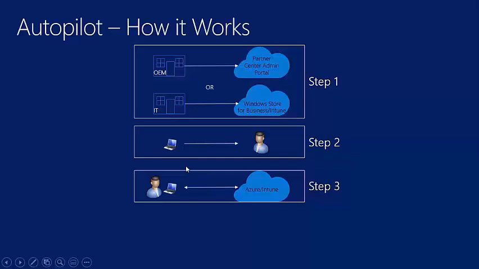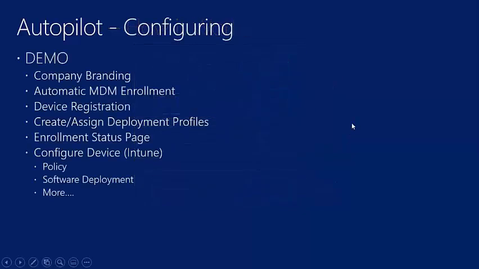And then the device is Azure AD joined, it's MDM enrolled, it's provisioned by the MDM settings that you've configured, and off we go. And that's a very generic overview. I'll show you more detailed processes here in a moment. Okay, so let's get into the fun part of this and start demonstrating how do we set this stuff up. How do we go through and configure company branding and automatic MDM enrollment and device registration, and on we go.